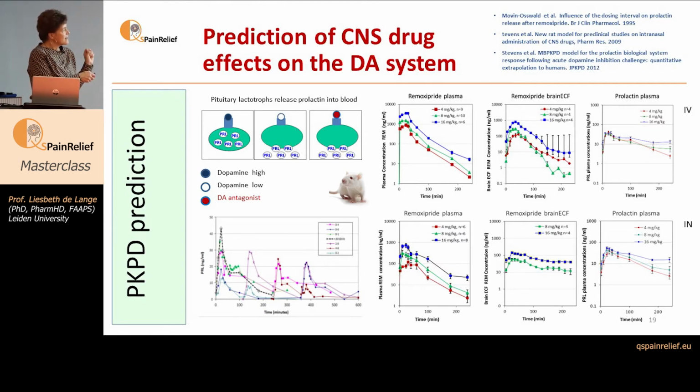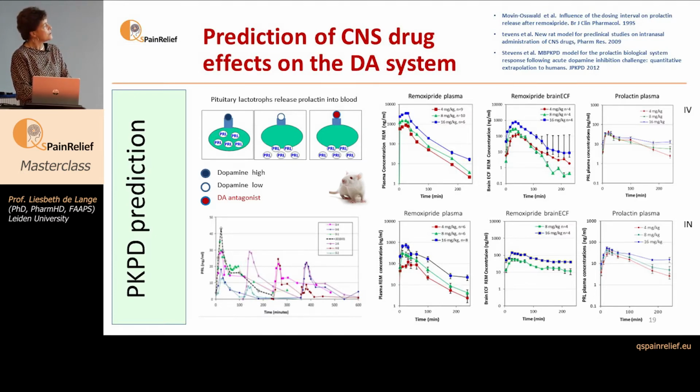And prolactin release is actually under control of the dopaminergic system. Because if dopamine is high, then prolactin is kept in the lactotrophs. If dopamine is low, there is a release of prolactin into the bloodstream. So we can measure in the blood what's actually happening here. But also, if we use a dopamine D2 antagonist in this case, we also induce a release of prolactin. So this is the paradigm that we used, and we try to work with animals in order to understand all these processes and translate it to human. So what we did is we gave remoxapride in 3 different dosages.